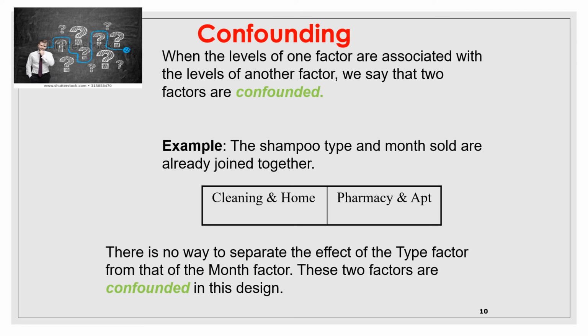Confounding means that we have gotten data that was usually observational data rather than a true experiment, where they've already hooked together two factors. So if we had hooked the factors cleaning and home as one, or pharmacy and apartment deliveries as one, that would be a confounded variable. We want to try to avoid this.